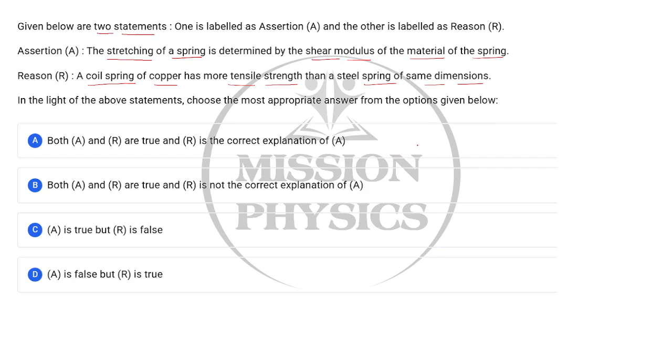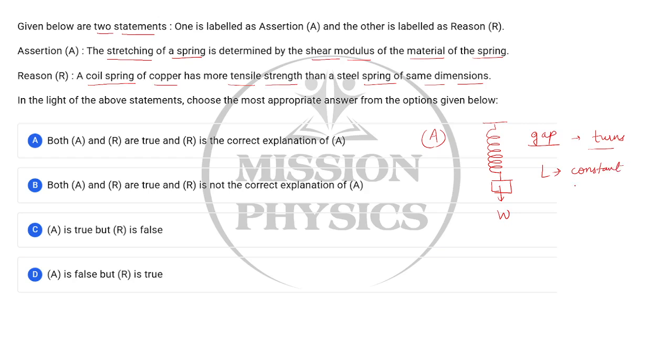So, first assertion A says the stretching of a spring is determined by the shear modulus of the material of the spring. So, let's draw a diagram of a spring which is tightly wound. Now, when we apply a force or the weight to stretch this spring, the gap between the turns increases due to the application of this weight. So only the gap increases, but the length of the spring remains constant.